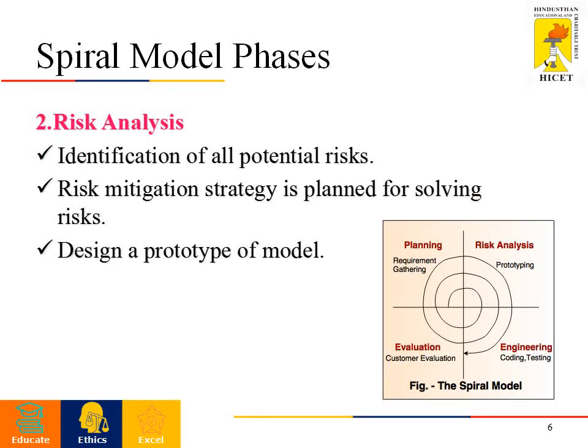Next we move to the next phase, that is risk analysis. This is the second phase. The spiral model is generally used in large projects, so in that particular phase, lots of risks, problems and security related risks are there. That's why risk analysis is the most important phase in the spiral model.